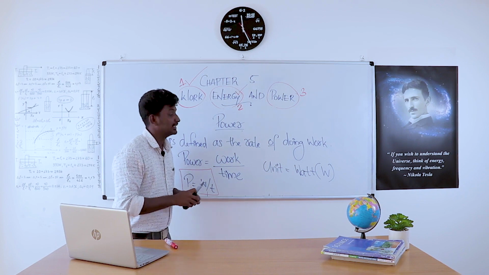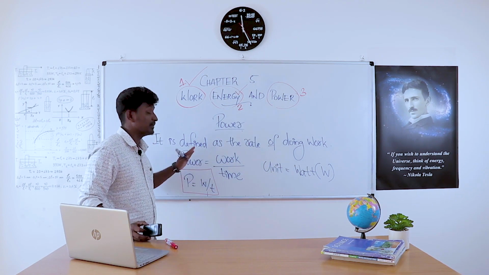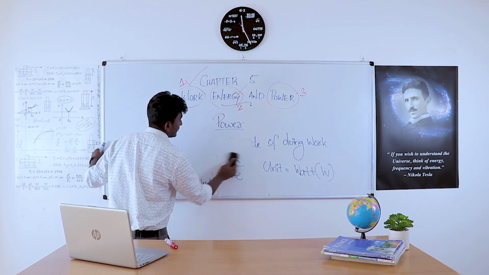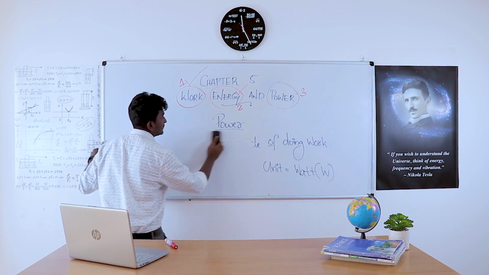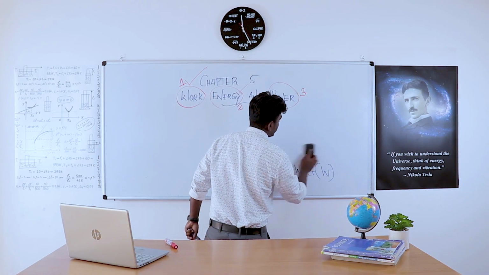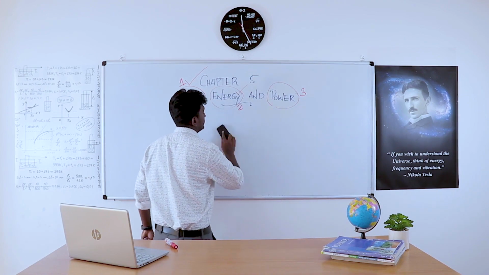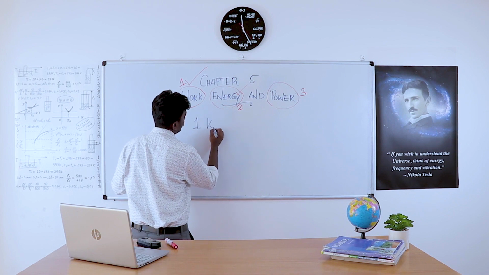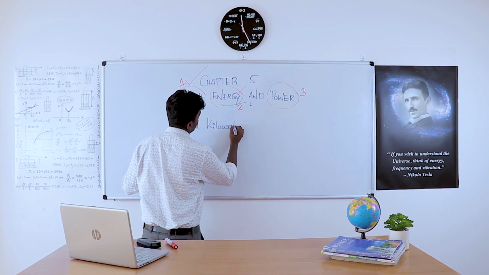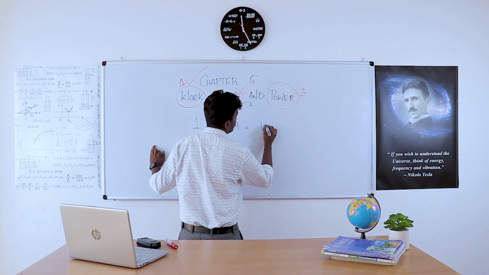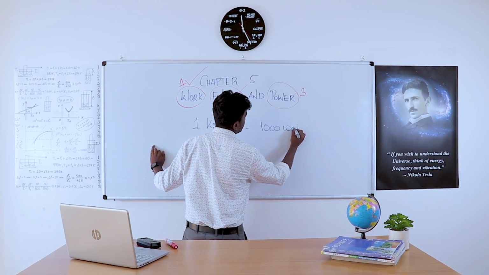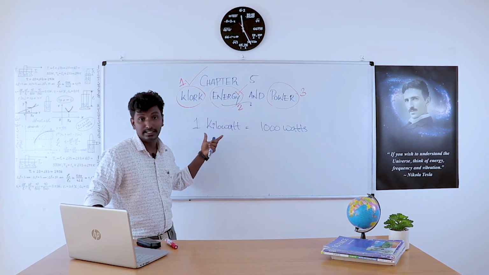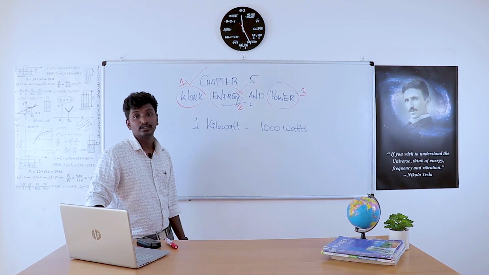This is called power. It is the rate of doing work. Power is equal to work by time, and the unit is watt. We also have a larger unit for power, that is kilowatt. 1 kilowatt is equal to 1000 watts.